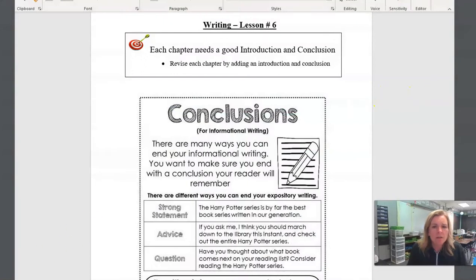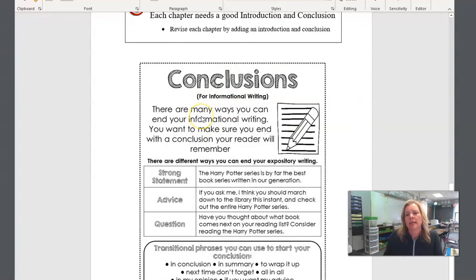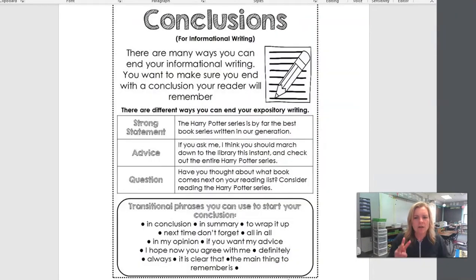So here's the page that I put in your reading, writing, learning packet. And so the target is each chapter needs a good introduction and conclusion. And this is just some hints. So here are 3 different ideas on how you can end each chapter. You could end with a strong statement. This one's about Harry Potter. It says, the Harry Potter series is by far the best book series written in our generation.